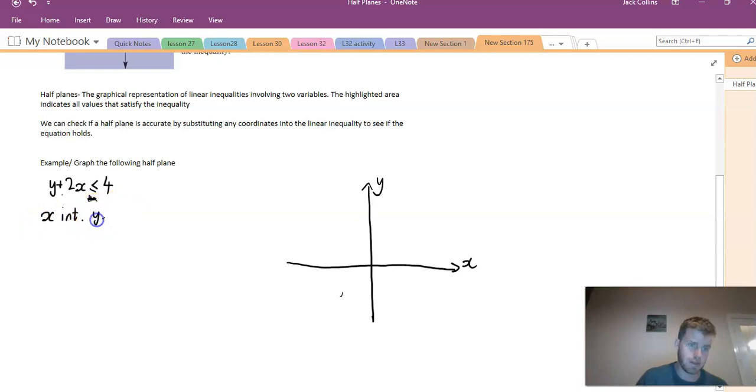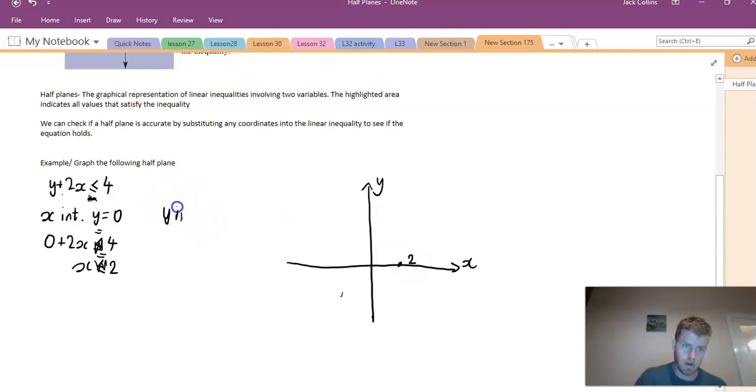So x-intercept when y equals 0, so 0 plus 2x equal to or less than 4, x is equal to or less than 2 if you divide both sides by 2, which means x equals 2, if we're just graphing it. I might actually make those equal signs just to simplify this part of it. So x is equal to 2. Just pick that point there, 2.